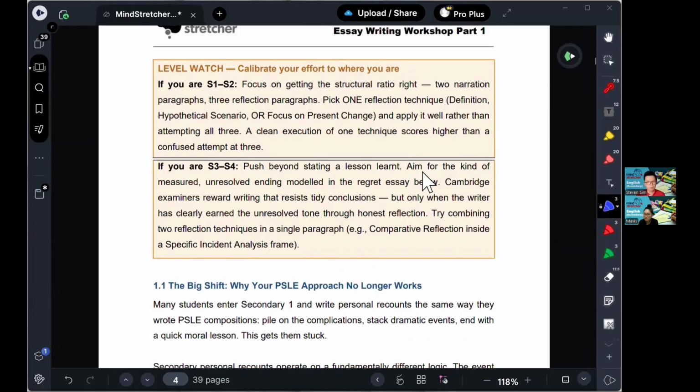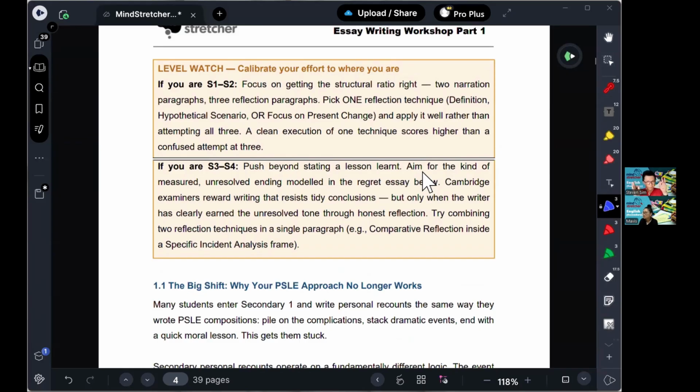For this set of notes that we have prepared for you, because there are students from Sec 1 all the way to Sec 4 here, what you do is that for Sec 1 to Sec 2, you will aim for clarity in your writing. You will aim to do the basic things well.